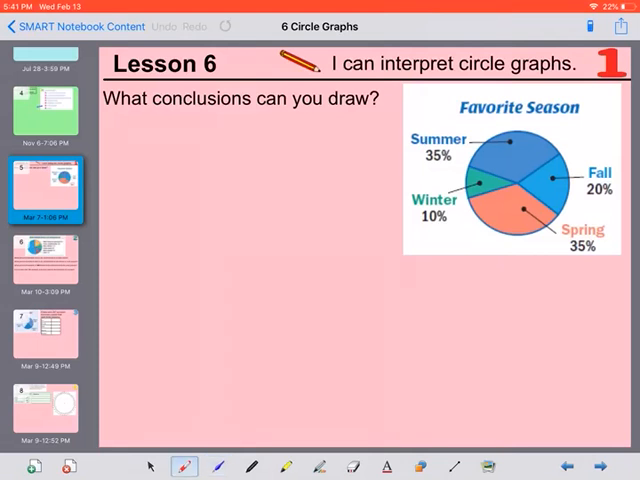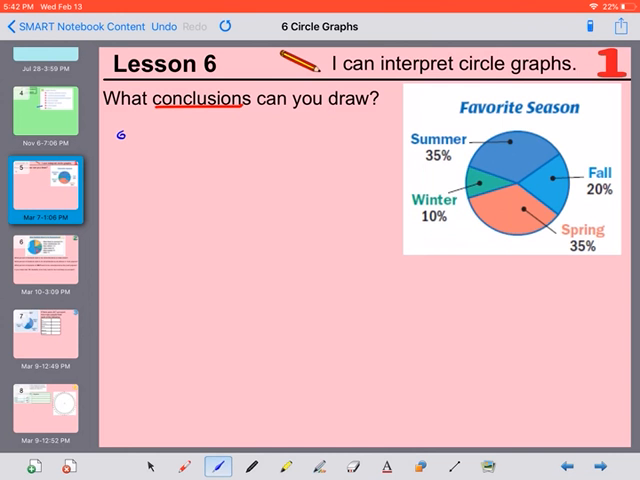We're going to look at circle graphs today. We know quite a bit about circle graphs already, so we're just going to use this vocabulary word and ask what conclusions can you draw about this circle graph. I would like you to pause and write some things down yourself, and then I will write some things down as well.